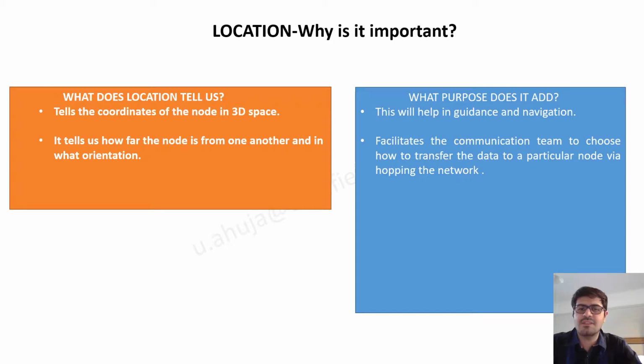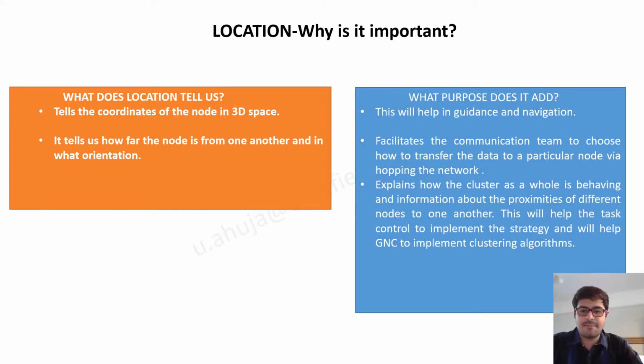It also helps the communication team choose how to transfer the data to a particular node by hopping across the network. So how do we hop the network? We'll discuss that later. But basically it tells us how we'll be designing our hopping algorithm and how we hop the data over the network. It also explains how the cluster as a whole is behaving and gives information about the proximities of different nodes to one another. This will help task control to implement the strategy and help GNC, basically guidance, navigation and control, to implement clustering algorithms.